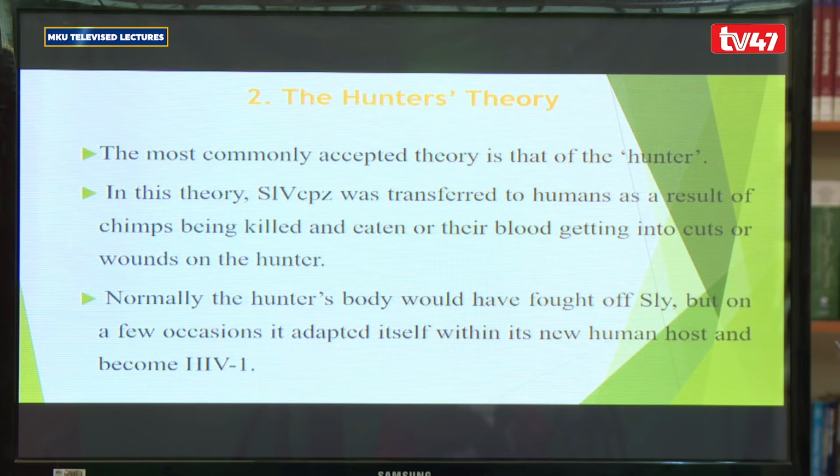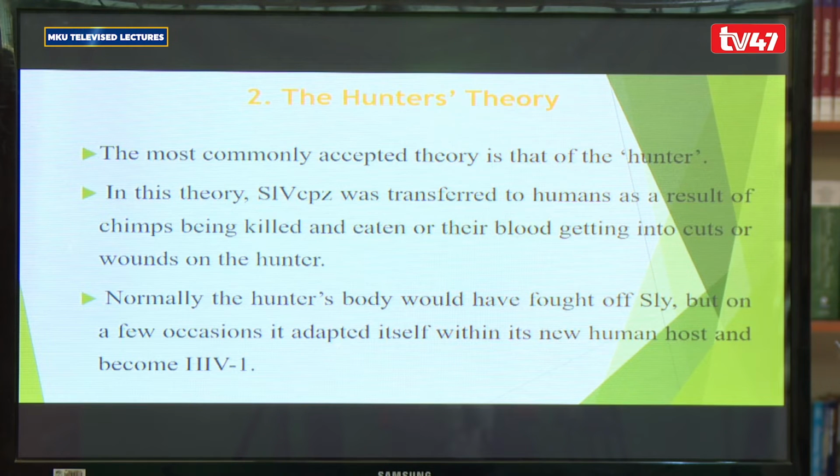This is the hunters theory. And we are saying the most commonly accepted theory is that of the hunters. In this theory, SIV from chimps was transferred to humans as a result of chimps being killed and eaten, or their blood getting into a cut or wound on the hunter. Normally, the hunter's body would have fought off SIV, but on a few occasions it adapted itself within its new human host and became HIV-1.